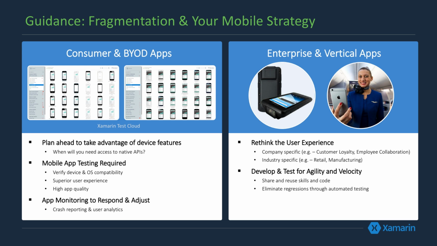Now you also want to still think about testing, but really test for agility and velocity. So sharing and reusing skills and code so you can deliver more with fewer people. And then how do you eliminate regressions through automated testing, because you're trying to be as lean as possible.